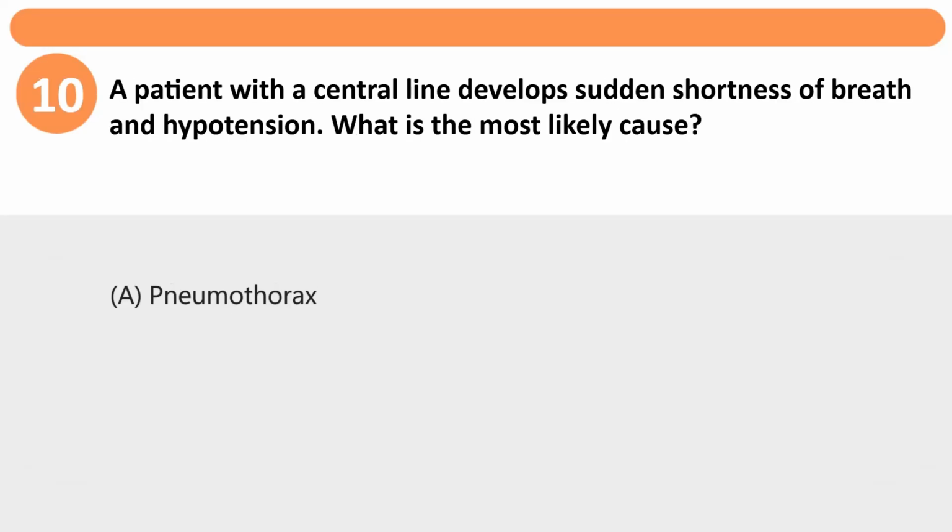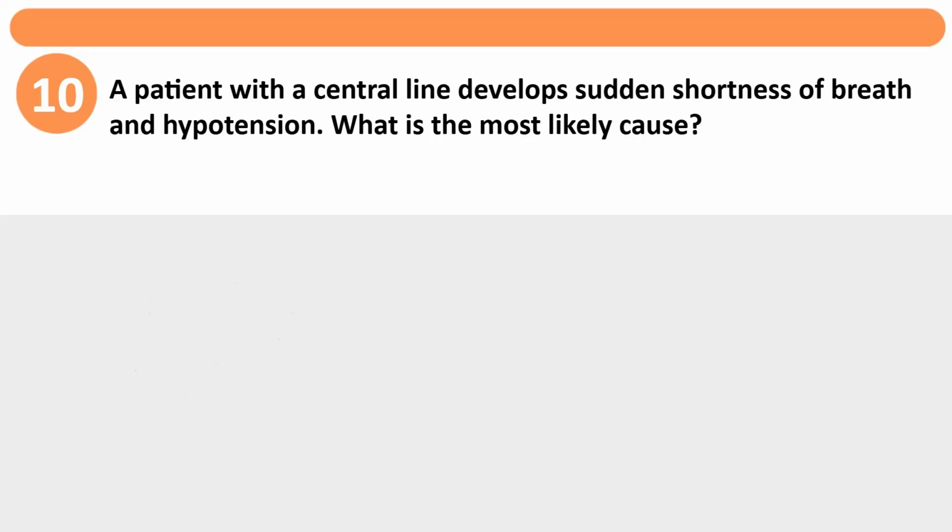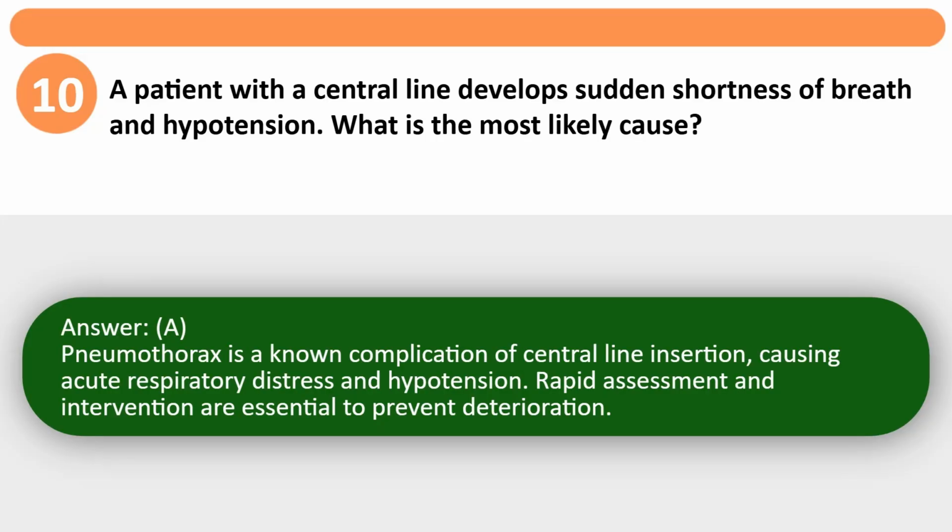A patient with a central line develops sudden shortness of breath and hypotension. What is the most likely cause? A. Pneumothorax. B. Hypoglycemia. C. Sepsis. D. Hyperkalemia. Answer, A. Pneumothorax is a known complication of central line insertion, causing acute respiratory distress and hypotension. Rapid assessment and intervention are essential to prevent deterioration.